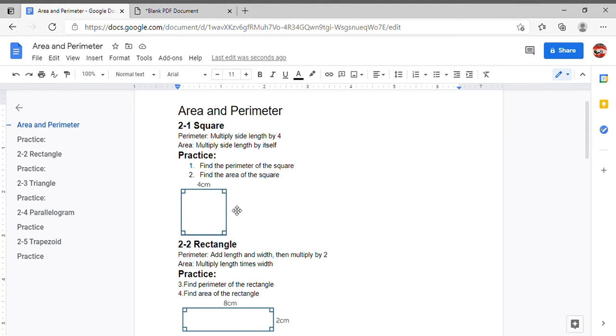But now you guys can pause the video and try doing this one by yourself, where you have to find the perimeter and area of this square. Okay, hopefully you paused the video and finished, because now I will be going over it.